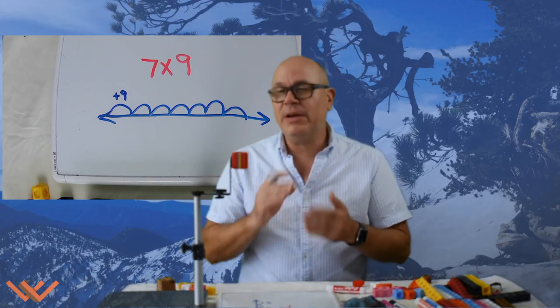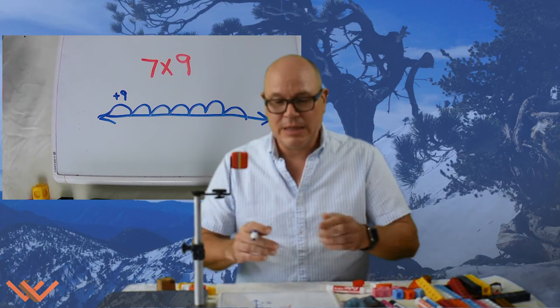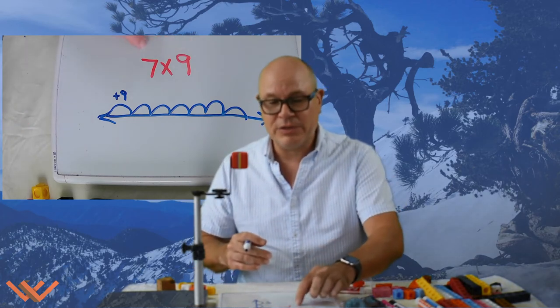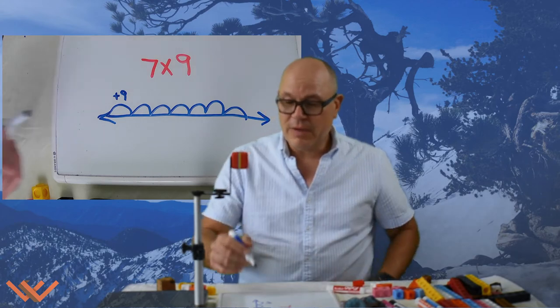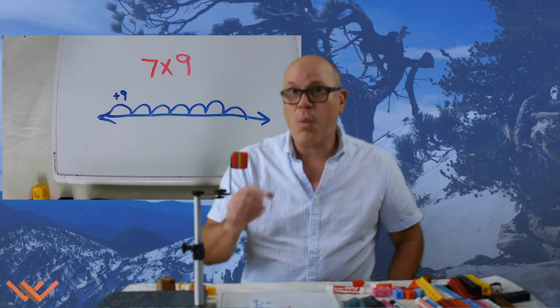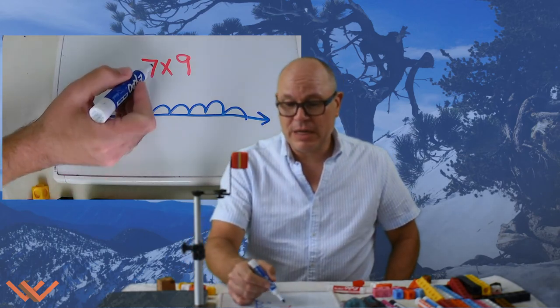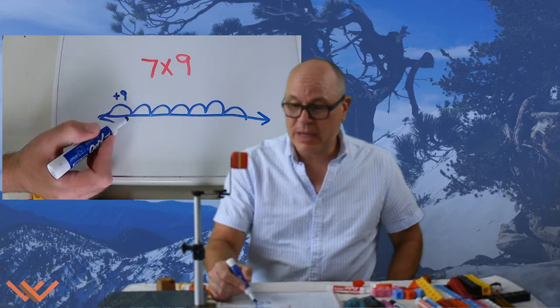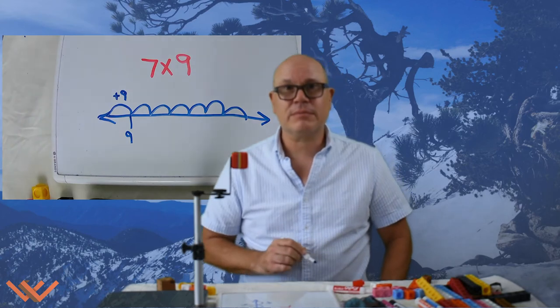Now listen very carefully to the terminology I'm using. I'm going to say 7 times 9, or 7 groups of 9. Same thing, okay? So if I say for the one hop, that would be 1 times 9. Ooh, 7 times 9, 1 times 9. So 1 times 9 is, and that's going to be 9.